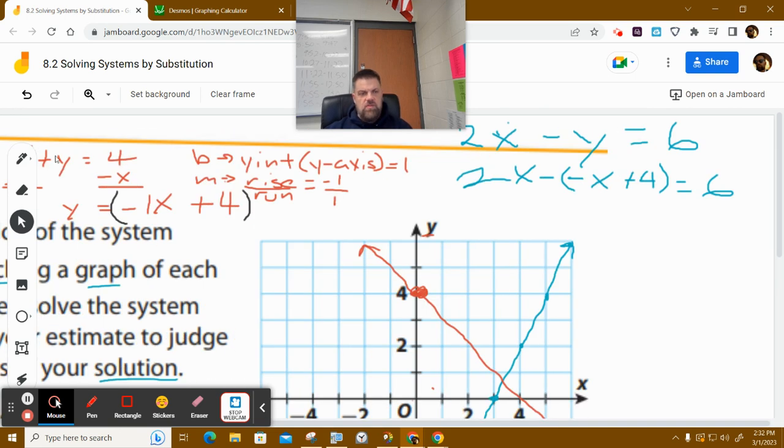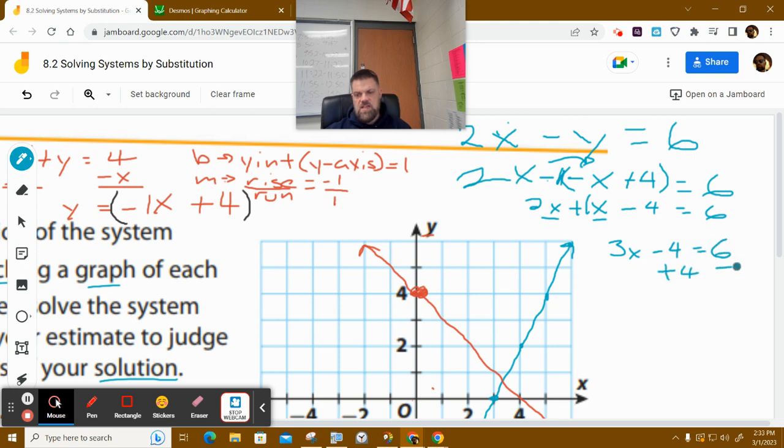So I have to remember to distribute this 1 through the parentheses. So this is like multiplying by negative 1. So I've got 2x, negative 1 times negative x is a positive x, plus 1x. Negative 1 times 4 equals negative 4 is equal to 6. 2x plus 1x is 3x, minus 4 is equal to 6. I'm going to add 4 to both sides. I get 3x is equal to 10. Then I divide by 3. X equals 10 over 3.